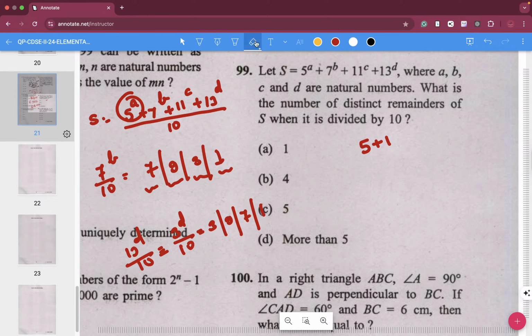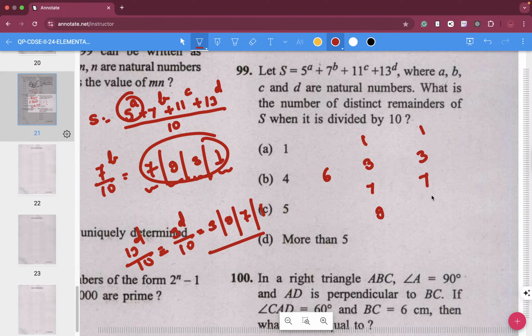Now 5 plus 1, this value is 6 only, for sure. From 7 you will get either 1, 3, 7 or 9, and from here also you can get either 1, 3, 7 or 9. Now I will fix this one. 6 plus 1 is 7, plus 3 is 10. 7 plus 7 is 14. 7 plus 9 is 16.